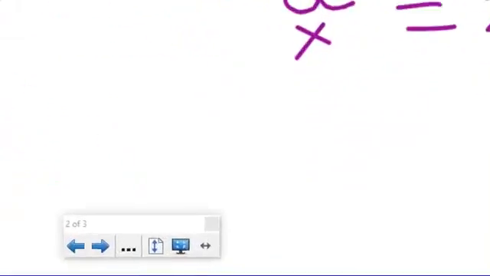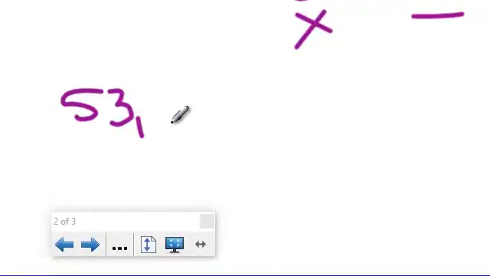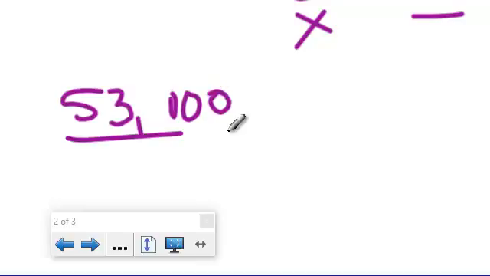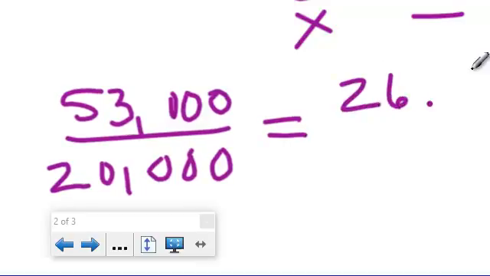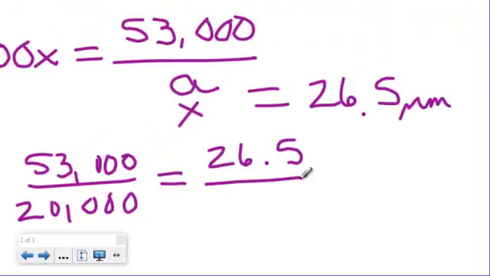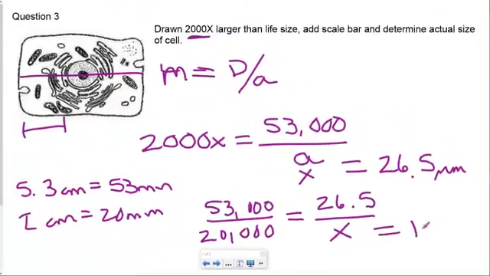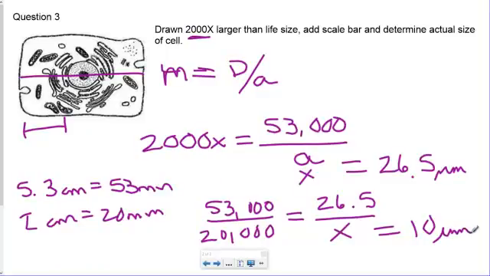So now I have my drawn size as 53,000, and I have my scale bar as 20,000 micrometers. My magnification is going to equal 26.5, my actual size of my cell, divided by x. Once again, when I solve for x, x comes out to about 10 micrometers. So that means that this scale bar represents 10 micrometers.